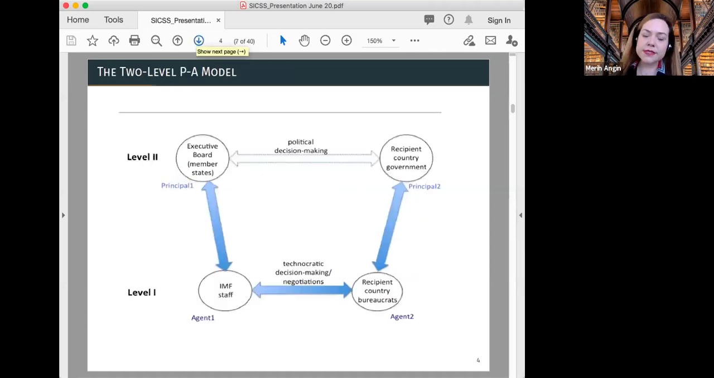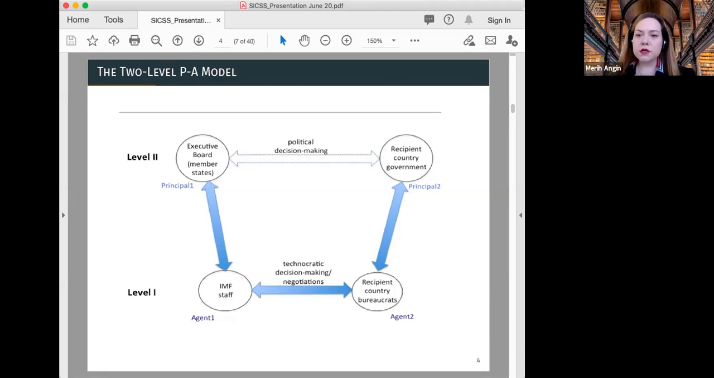So the shortcomings in this literature inspired me to form a two-level principal agent model for this research. I mean, clearly, Robert Putnam's two-level game metaphor was an inspiration here. At level 1, we observe the negotiations between two agents, namely the IMF staff and the recipient country authorities, whereas at level 2, the principal agency problems between the political principals of these agents, the IMF executive board and the recipient government, are analyzed. So I claim, therefore, that in order to have a full picture of this principal agency problem in the design of IMF programs, we need to take into account both sets of relationships.